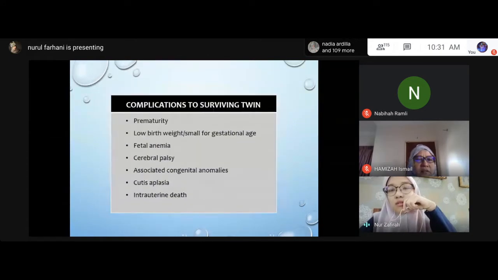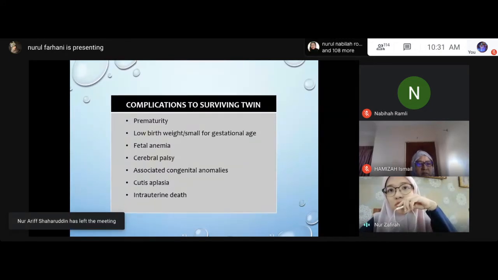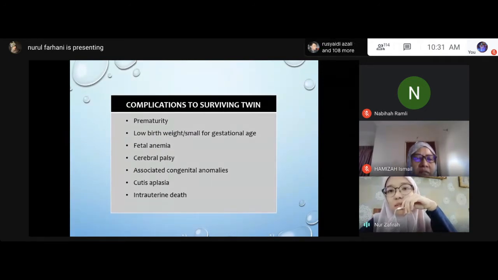So what will happen to the other surviving twin when one twin dies? These complications I have divided into DCDA and MCDA. From what I have read before, the complications to the surviving twin are more likely in MCDA because of sharing of the placenta itself. However, in DCDA there is less risk of complications to the surviving twin. So the first one for MCDA is low birth weight or small gestational age.